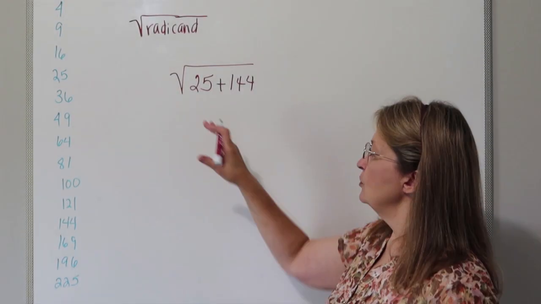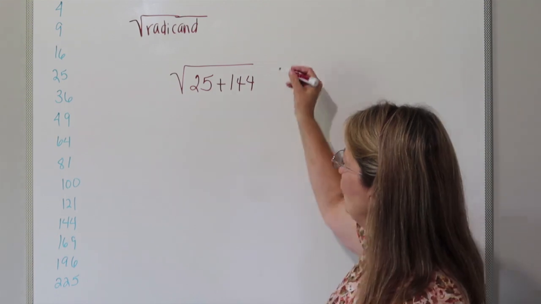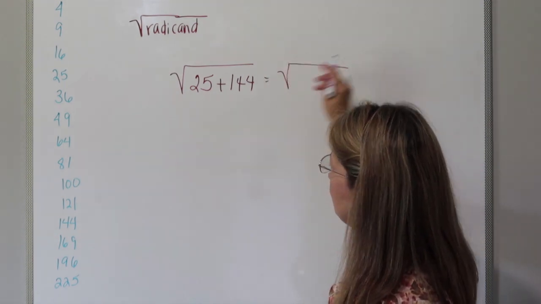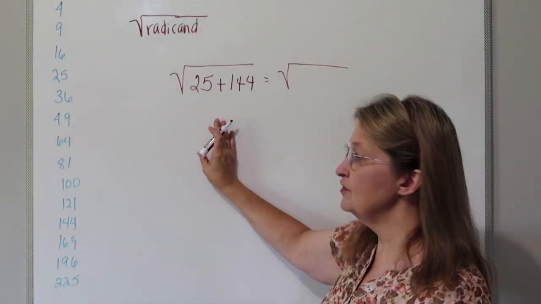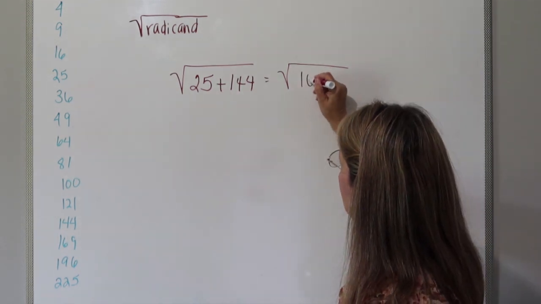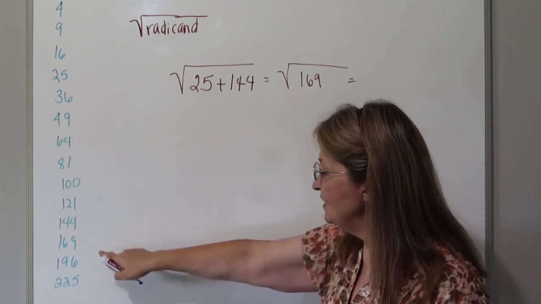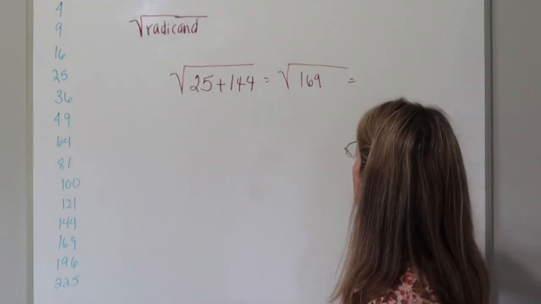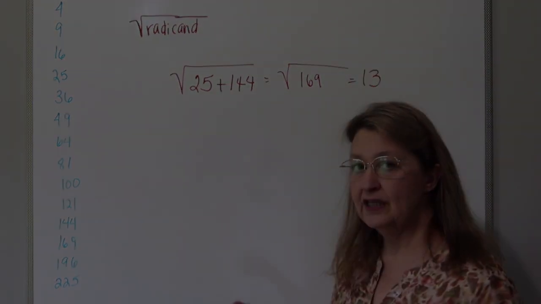Example 1c, square root of 25 plus 144. What you want to do here, since this is a grouping symbol, we're going to do this first. 25 plus 144 is 169. 169 is a perfect square and its square root is 13.